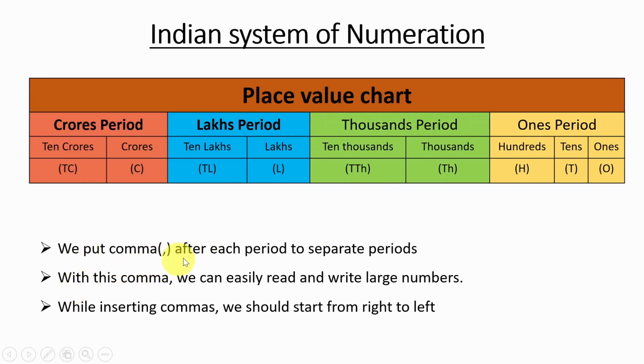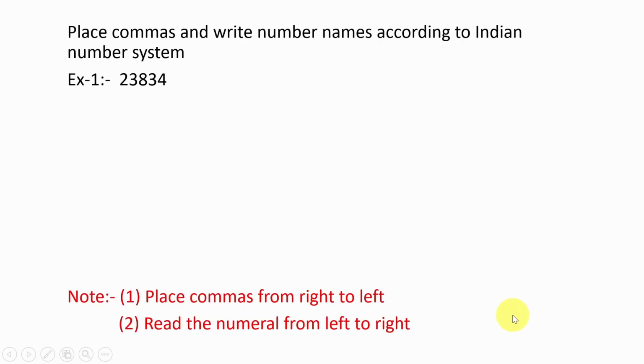We put a comma after each period to separate the periods. While writing and reading, we use these commas to separate the periods. With these commas, we can easily read and write large numbers. While inserting commas, we should start from right to left. This is the rule we have to follow. Next.